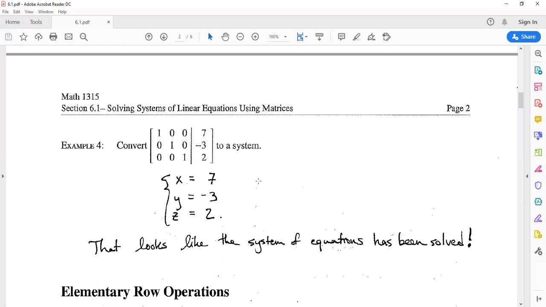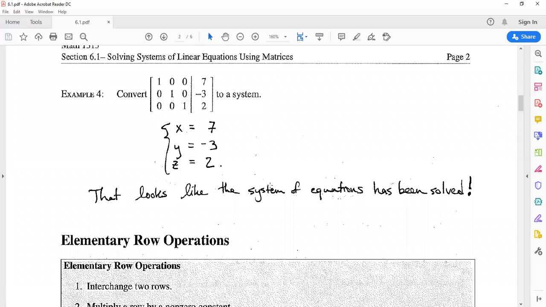Notice that this really looks like the solution set to a system of 3 equations and 3 variables. We don't have anything to solve here, right? They're telling us right on the nose, x is 7, y is minus 3, and z is equal to 2. So matrices that look like this are kind of the ideal ones. And so we're going to do some work to turn a matrix that doesn't look like this into one that does, so that we can have the solution for the system of equations in the column.